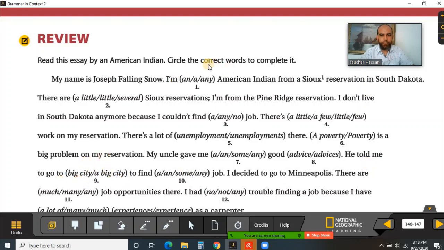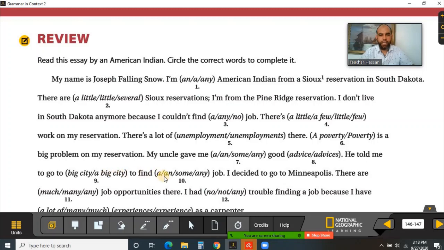This is the formula or the pattern that I talked about here in number 1. Article, indefinite article, adjective, and noun. Okay, we can't use it without an article. We can't say to go to big city. He told me to go to big city. It should be a big city. Always this formula: indefinite article, adjective, noun.